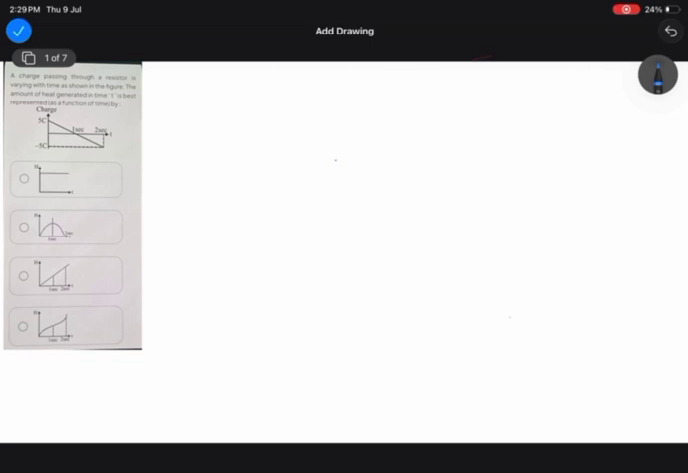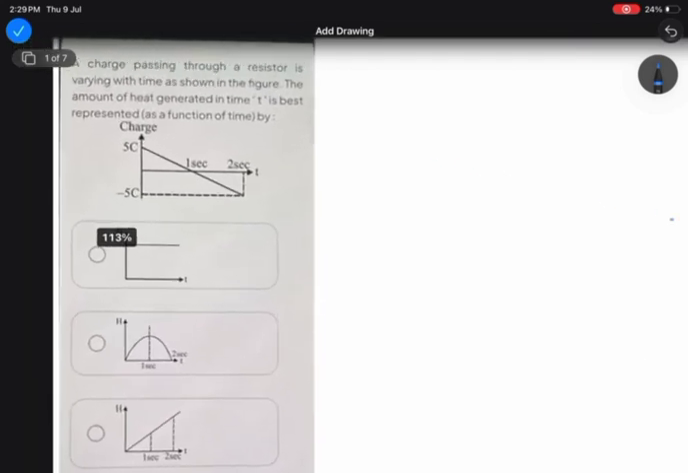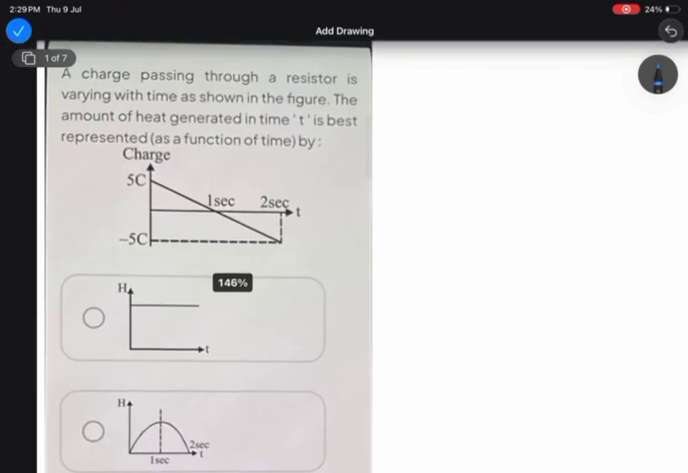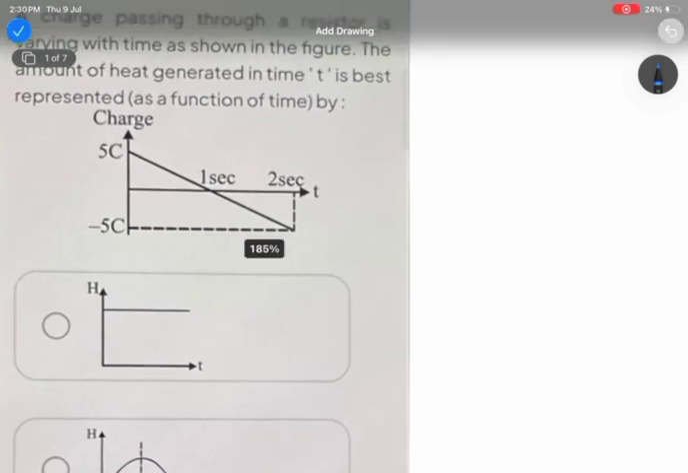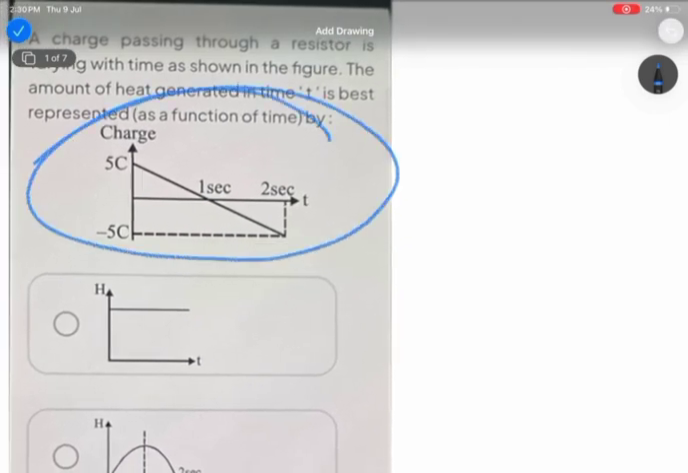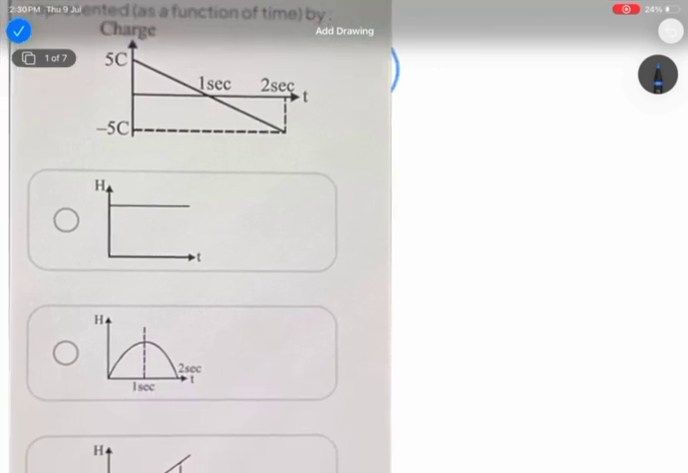Our first question is: a charge passing through a resistor is varying with time as shown in the figure. The amount of heat generated in time t is best represented by. So here the charge versus time graph is given and we have to find the relation between H and T, that is heat generated and time.